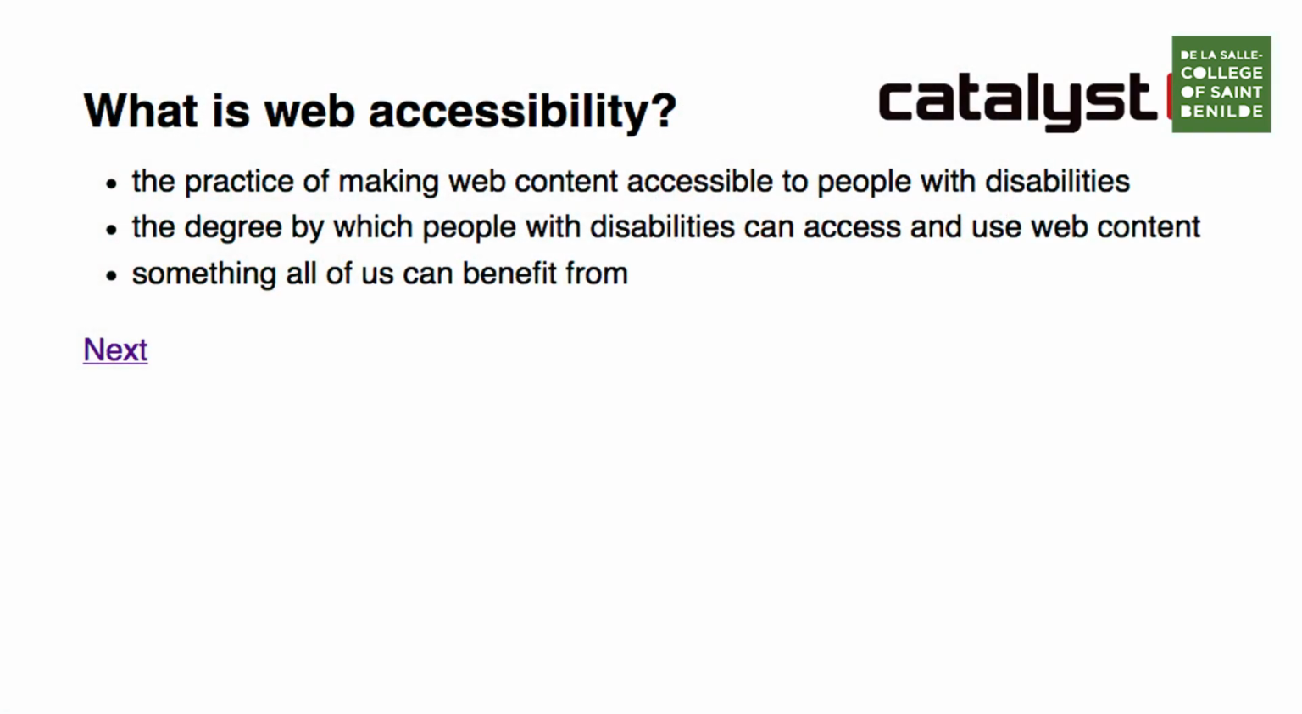Web accessibility is also a measurement. It's a degree by which people with disabilities can access and use web content. So if your web page has high accessibility, there's a good chance that more people with disabilities can use your content. If your web page has poor accessibility, then there's a chance that a lot of people with disabilities will have problems accessing your web page or your web form.